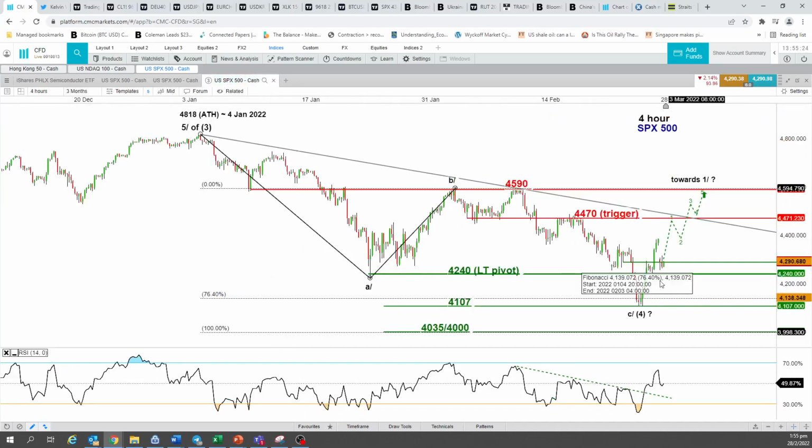So we may start to see a kind of intraday drawdown for the S&P 500 again. But as long as it does not have a weekly close below 42.40, we've got to actually respect this 42.40 level.